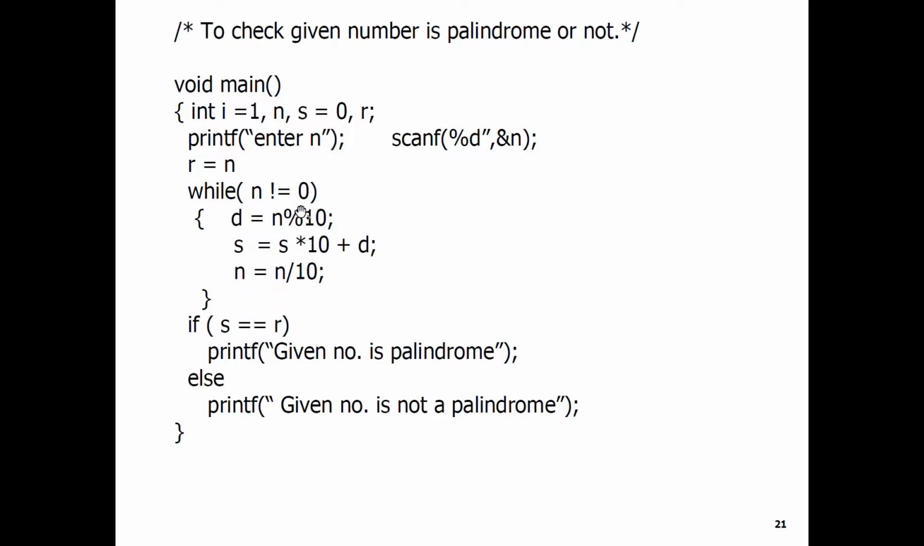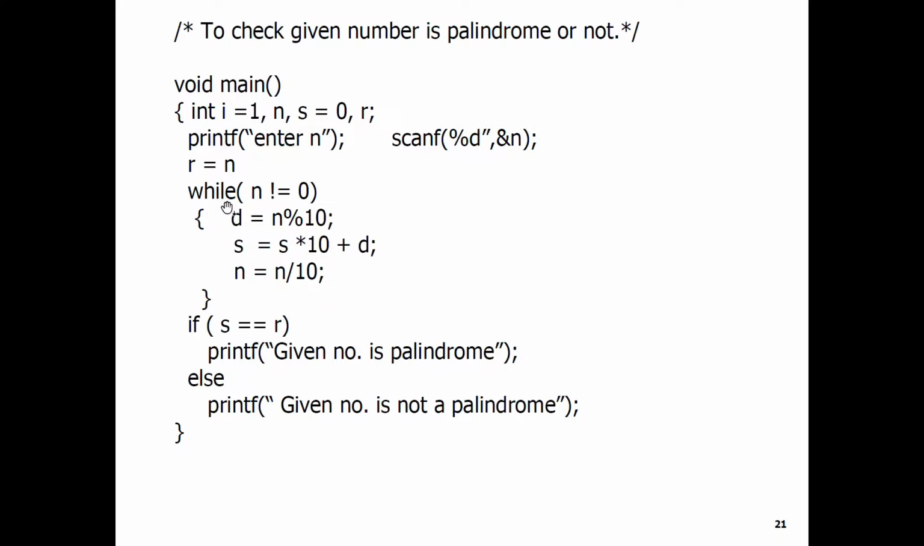Is 12 not equal to 0? Yes. Again we are going to find d. Now d is going to be 2, and now we compute. The previous s was 3, into 10 is 30, 30 plus 2 is 32, and then n is going to be 12 by 10, which is 1. Again repeat, and again you find d, and then s is going to be 321, and n is going to be 1 by 10, which is 0.